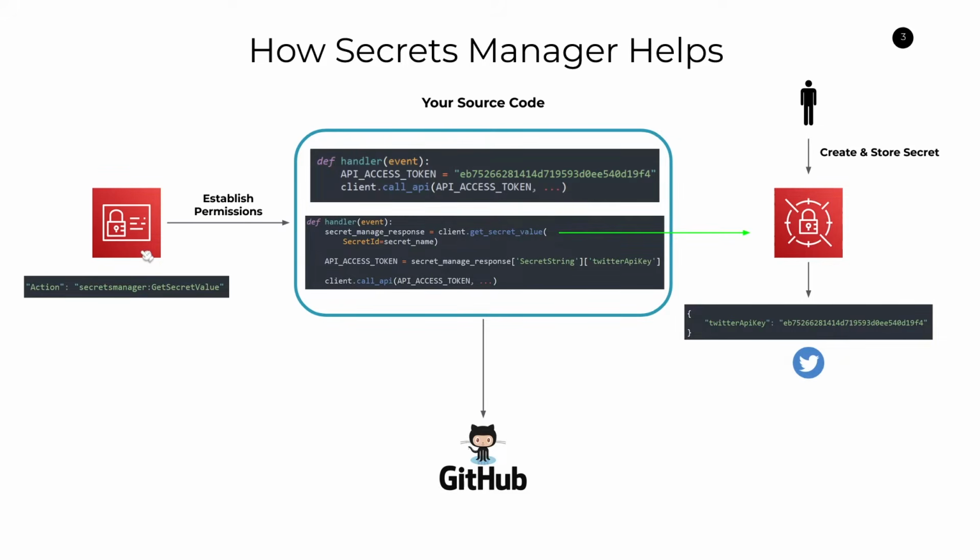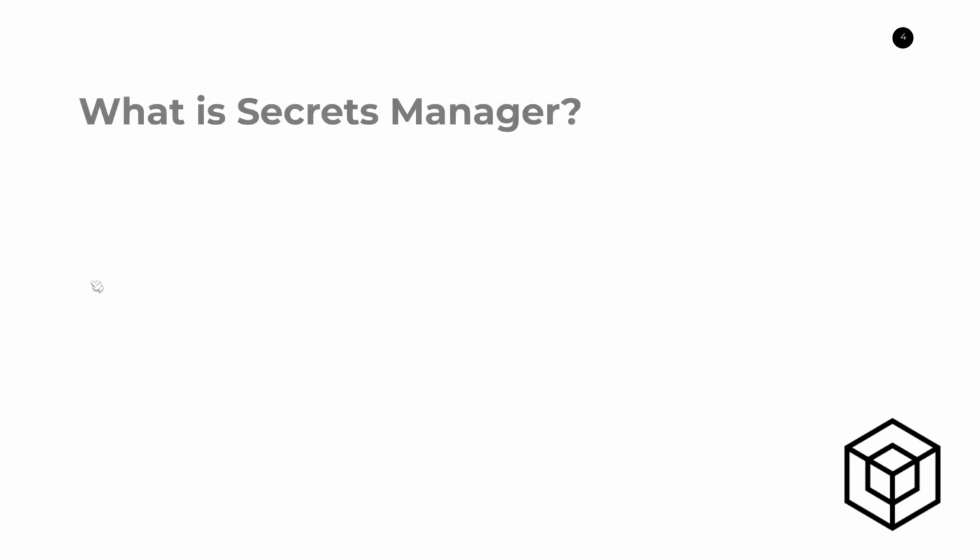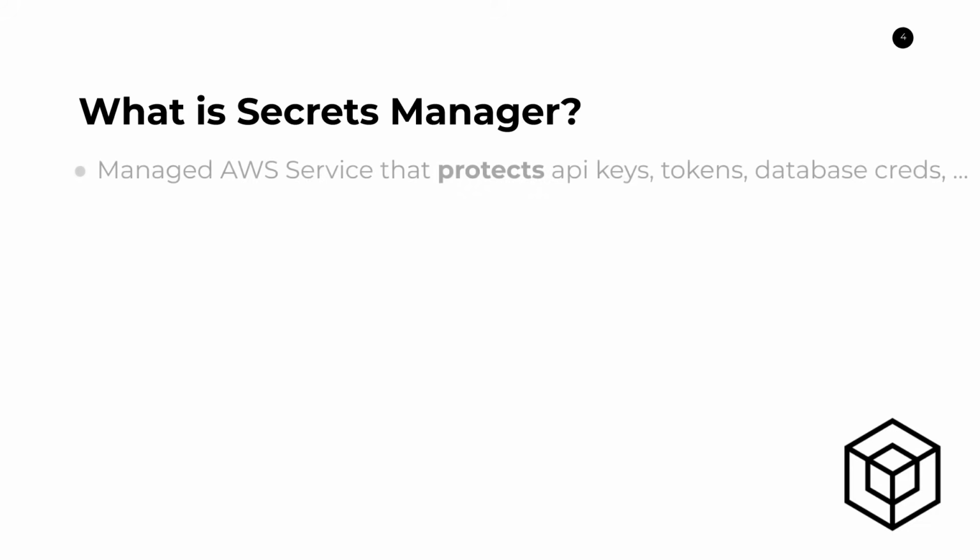I want to just talk about some of the other features that are available with it really quick. So let's talk about in general what Secrets Manager is now. It's a managed AWS service that protects API keys, tokens, database credentials, anything that you want to hide from your end user and only want visible at runtime, you can hide in Secrets Manager.